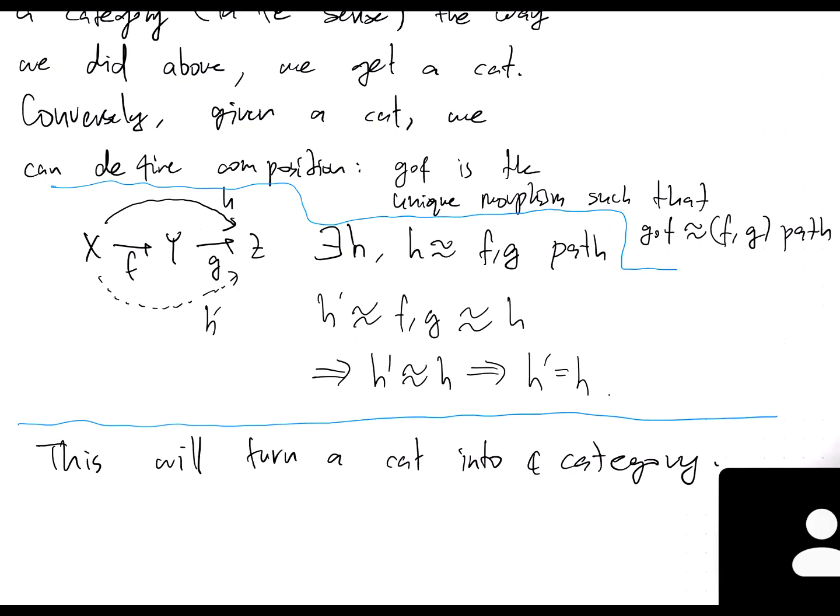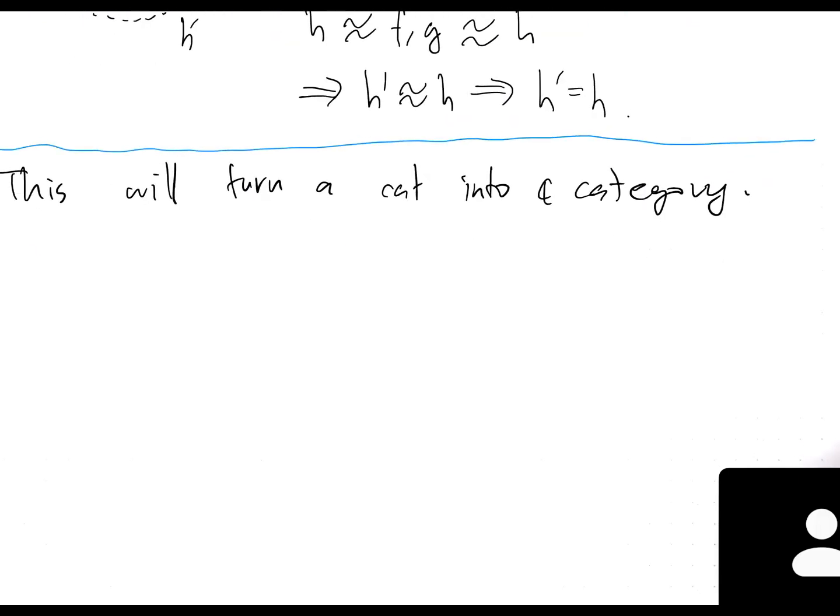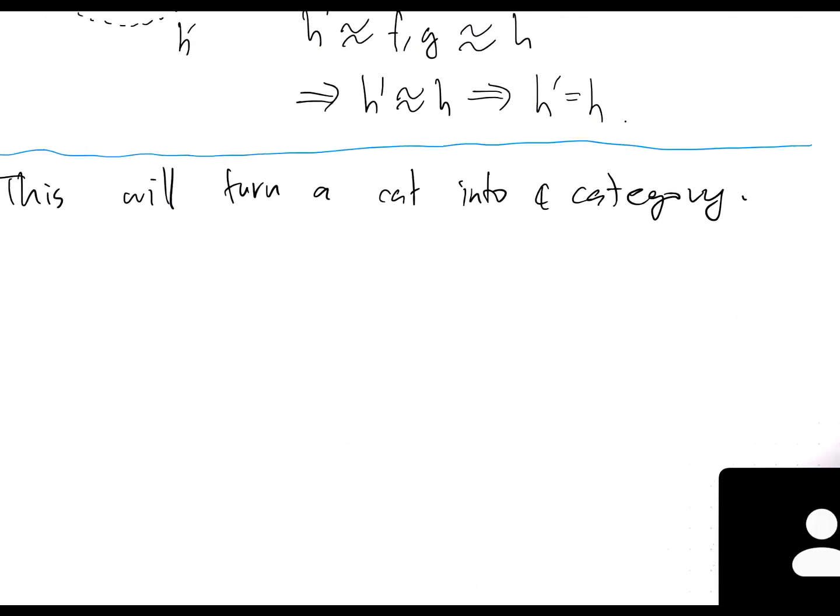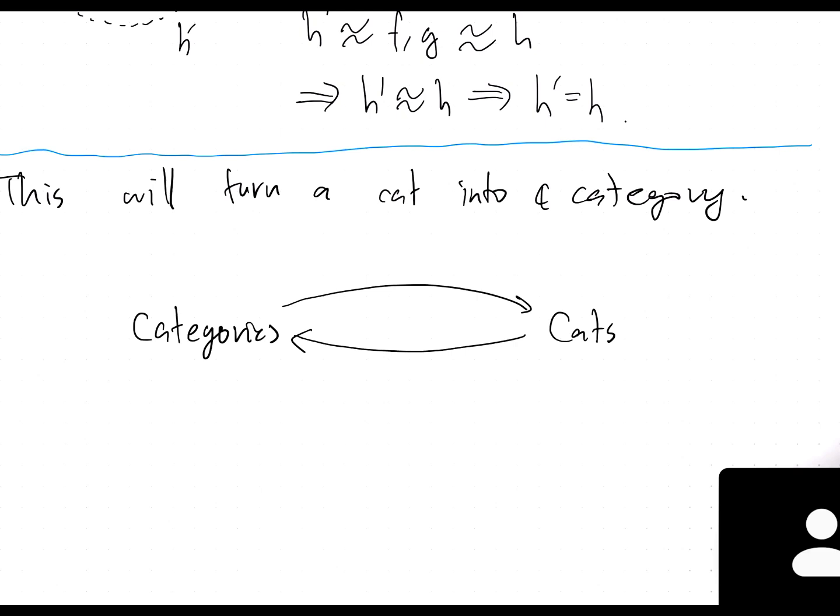And so we have this process of moving back and forth between a cat and a category. So if I draw here categories on one side and cats on the other side, right? Every category gives rise to a cat. Every cat gives rise to a category. And in fact, it's not difficult to see actually that also this process are invertible. I mean, they're inverses of each other. So if I create a cat out of a category, and then I create a category out of that cat, I will get back my original category. And the same is true on the other side.